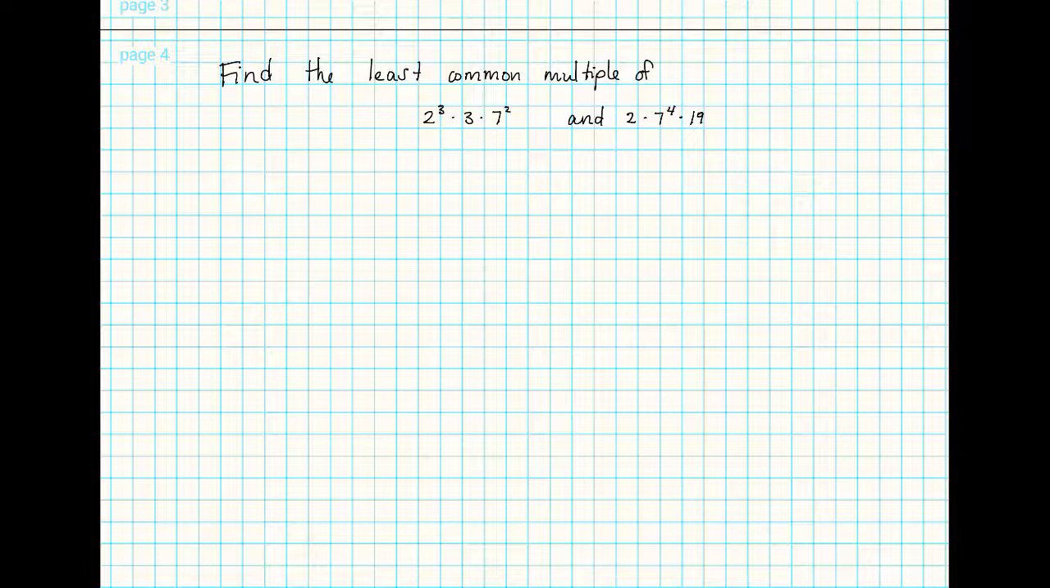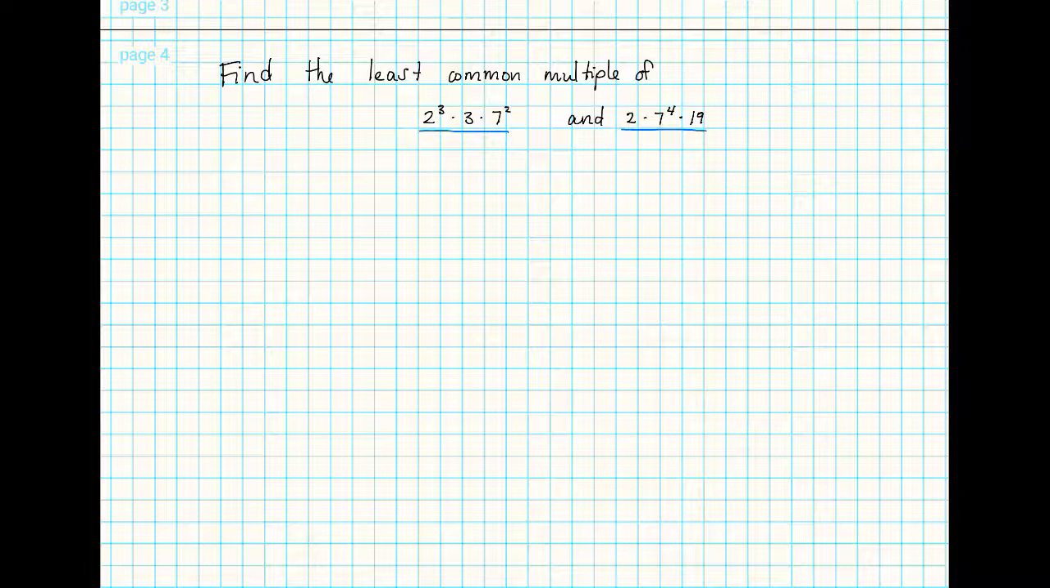So in order to be a multiple of the first number, this says you have to have at least 3 factors of 2, a factor of 3, and 2 factors of 7. And in order to be a multiple of the second number, you have to have at least a factor of 2, 4 factors of 7, and a factor of 19.